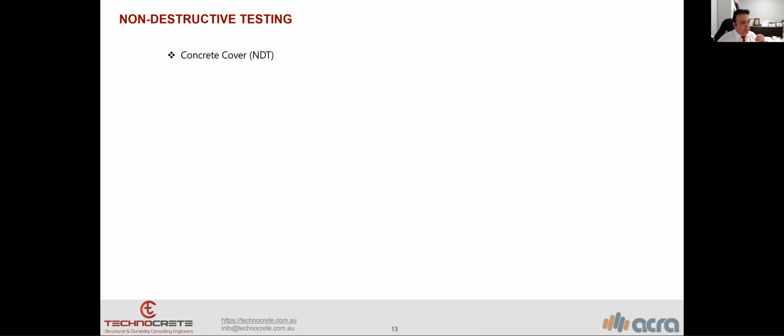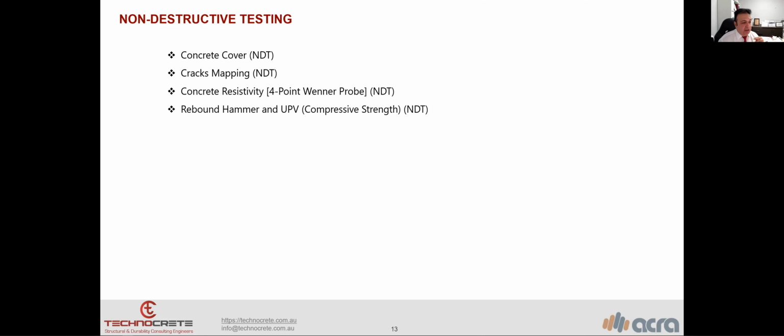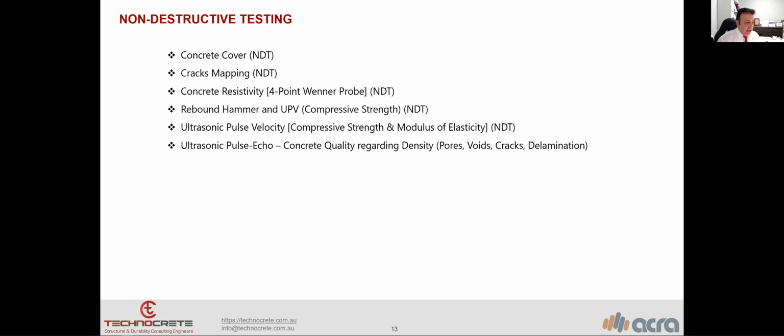Normally we do concrete cover measurement and crack mapping. Crack mapping means all three elements: length, width, and depth. And concrete resistivity measurement, the direct one, rebound hammer, and UPV, the combination of which is called the SONREB method, to achieve the compressive strength. Or we can achieve the concrete compressive strength and modulus of elasticity directly by using ultrasonic pulse velocity.